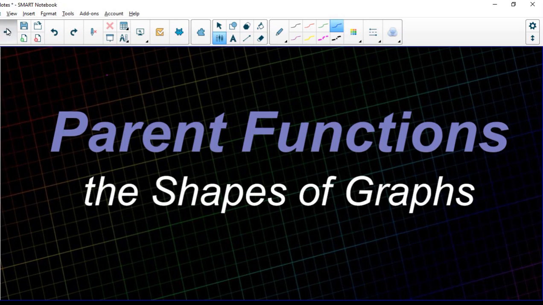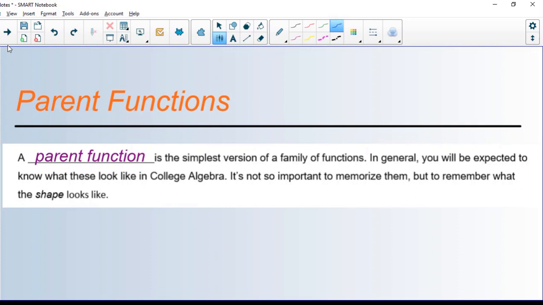All right. So a parent function is just the simplest version in a family. And in general, you need to know what it looks like. You don't have to memorize it, but it's important to remember what the shape looks like at the end.